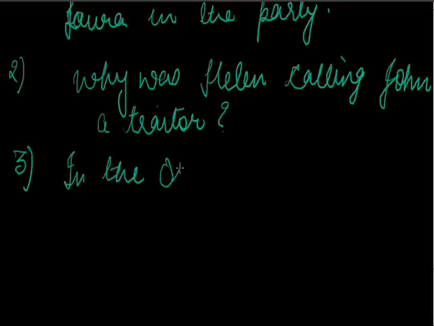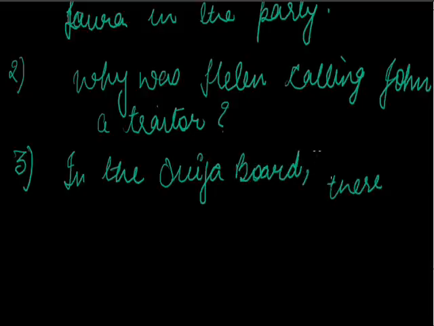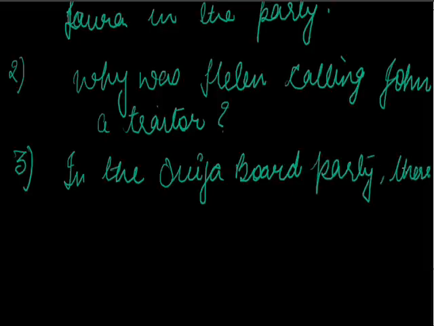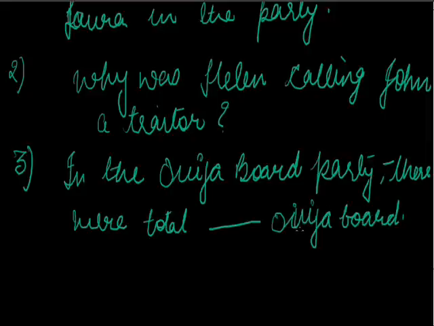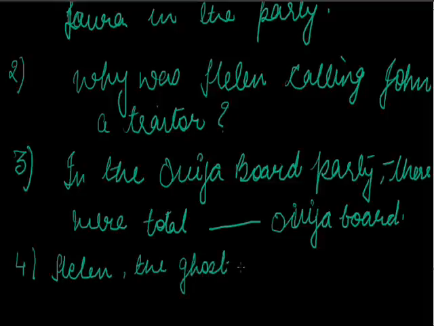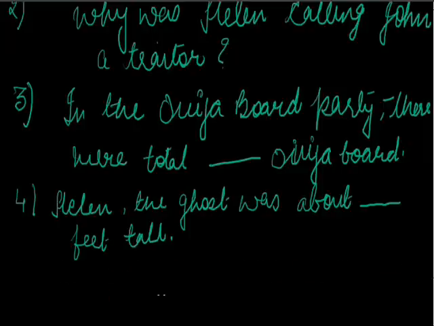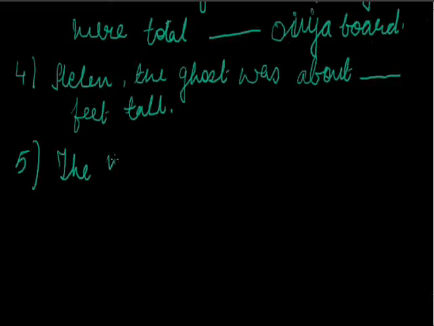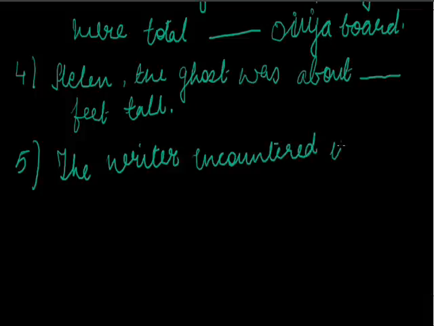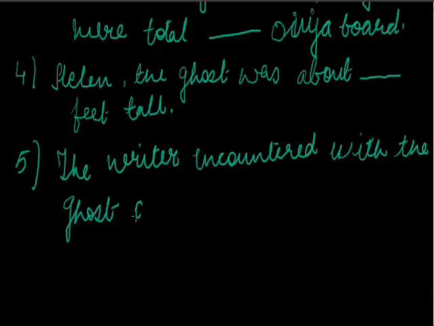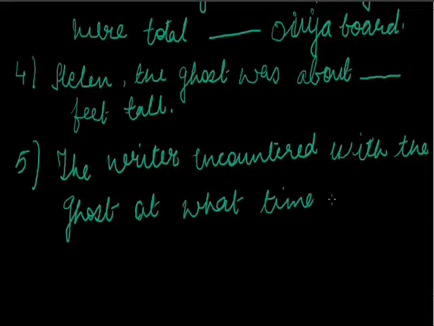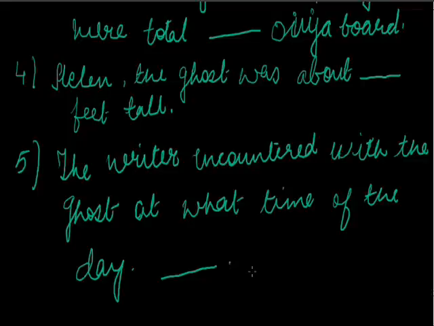Next, very small one word answer questions. In the Wizardboard party, there were total dash Wizardboards. Next question. Helen the ghost was about dash feet tall. Next and the last question. The writer encountered the ghost at what time of the day? So I hope you'll definitely answer these questions. Okay, thank you.